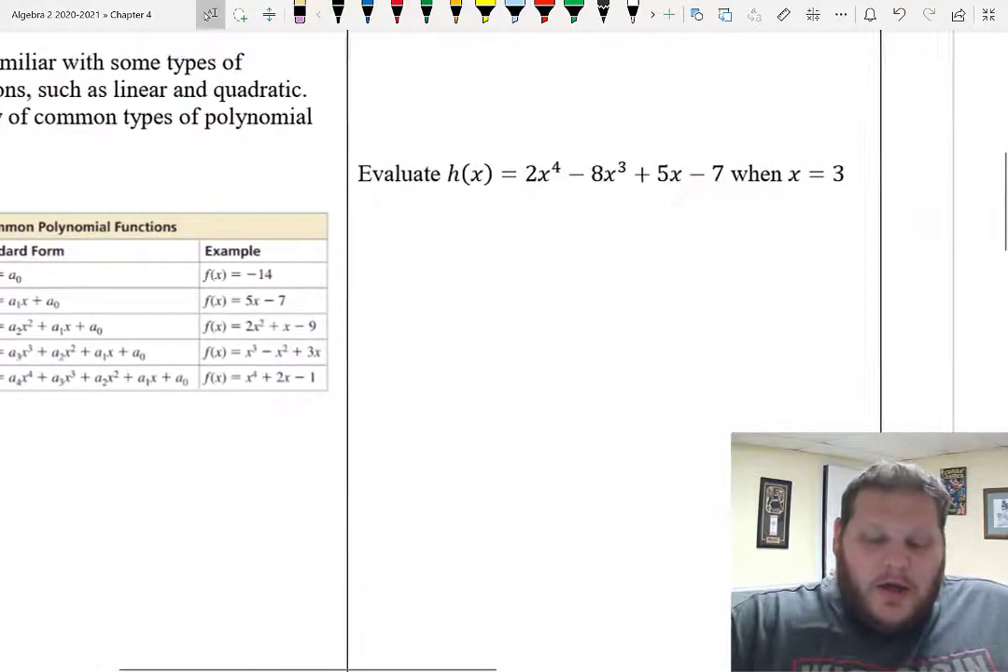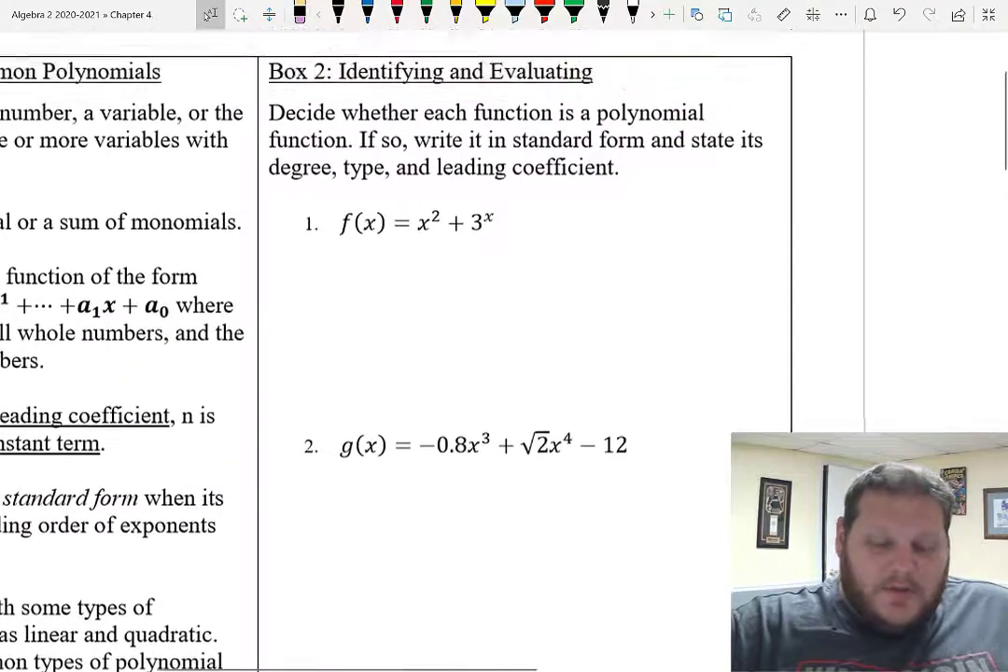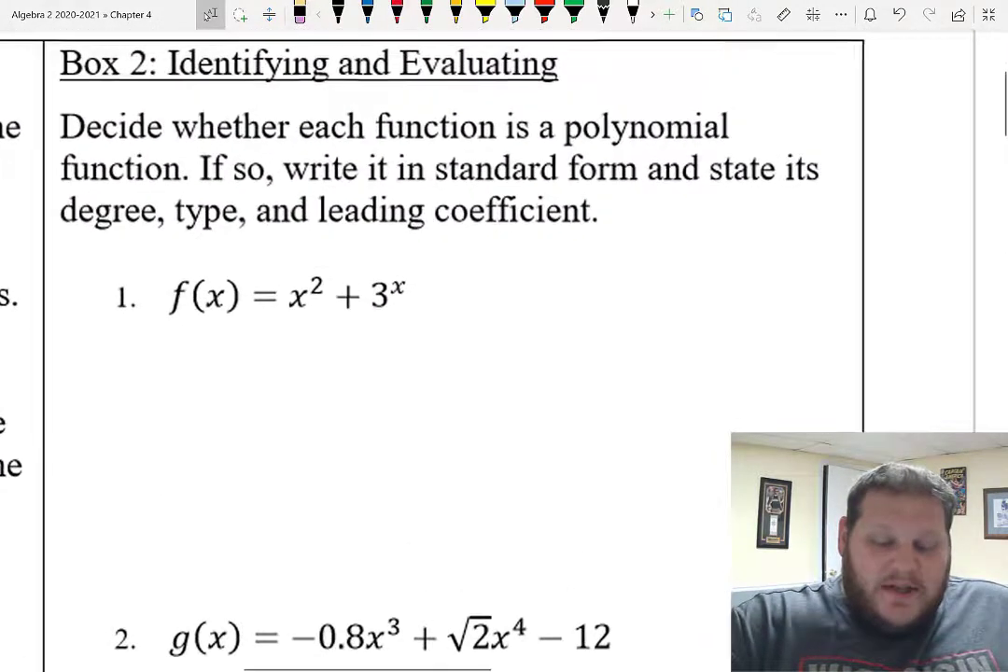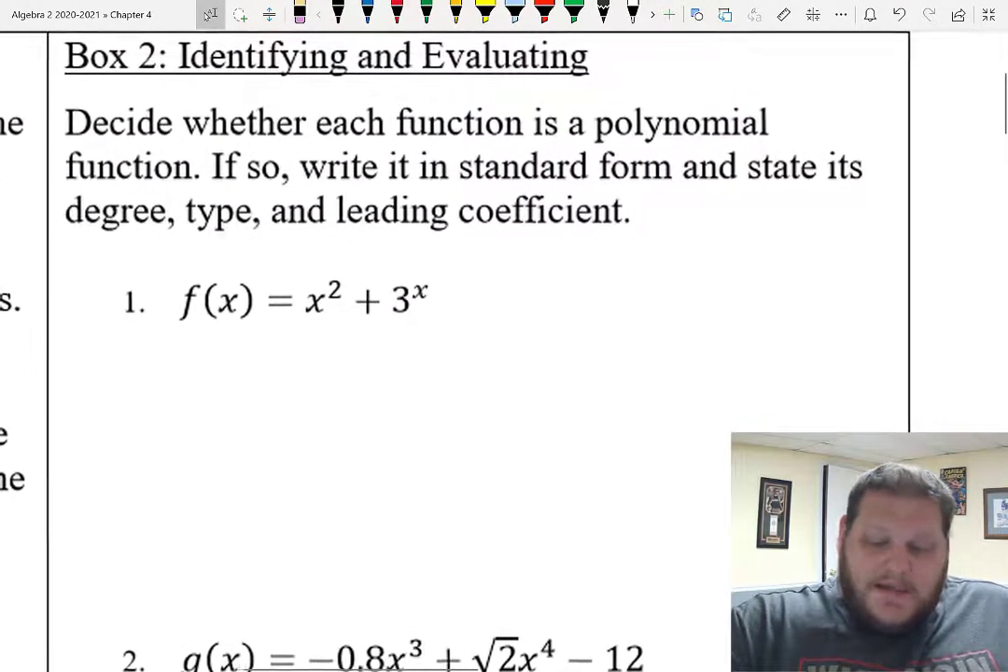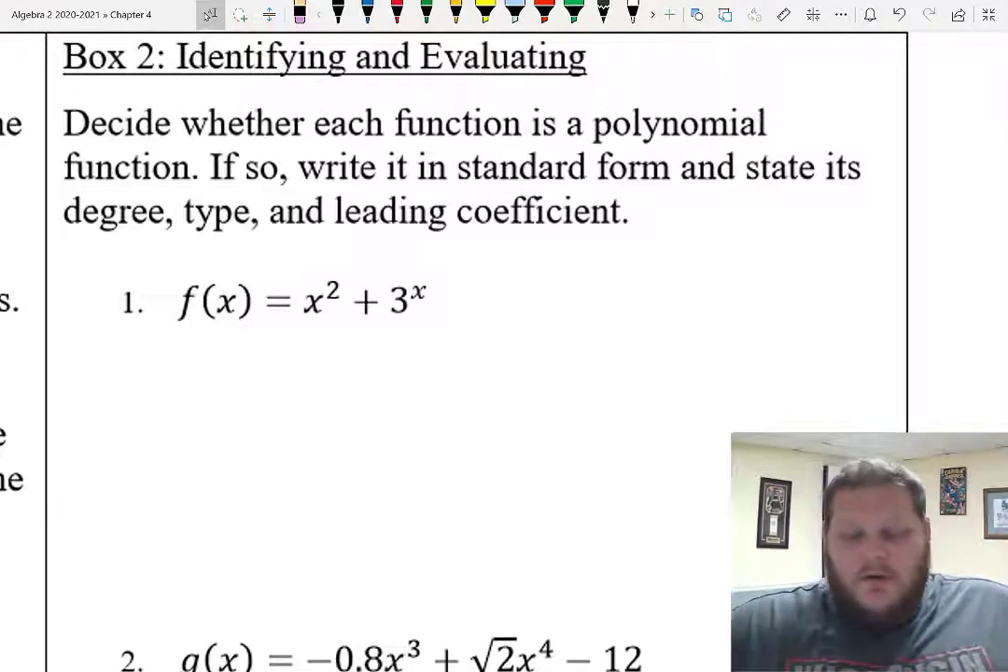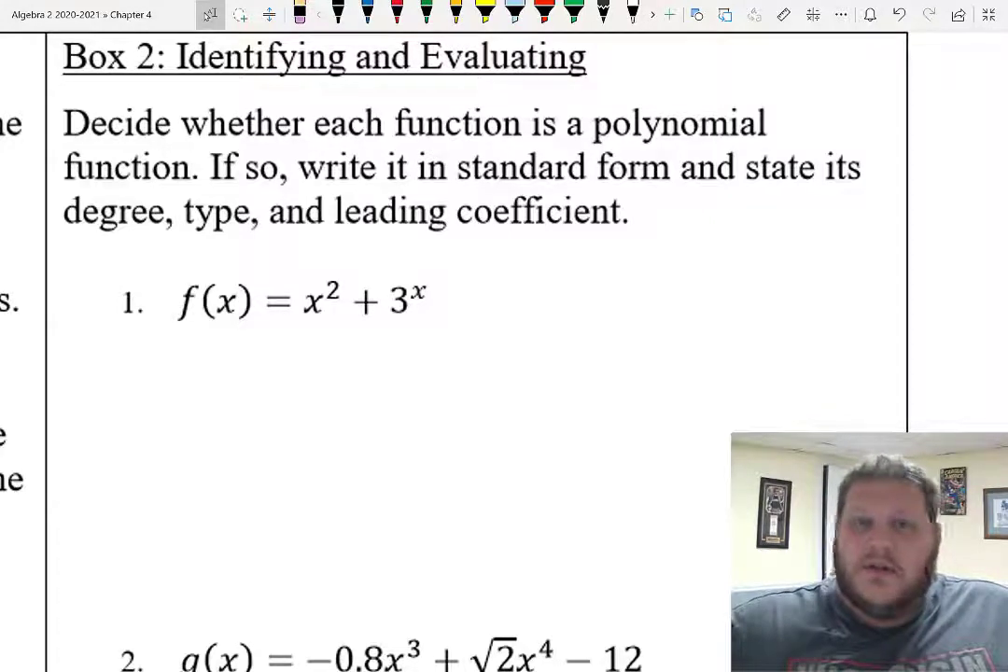So, first thing we're going to be asked to do is just be able to decide whether the function that we're given is a polynomial. And if it is, then we're going to write it in standard form, identify its degree, type, and leading coefficient. So first things first, is it a polynomial?